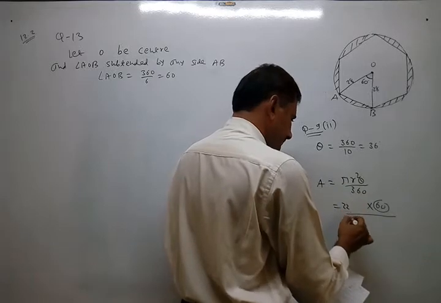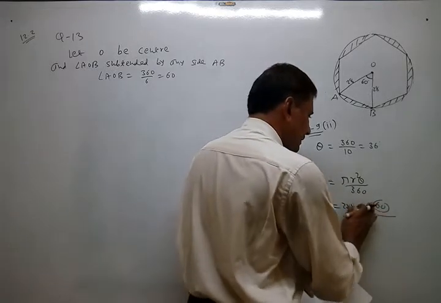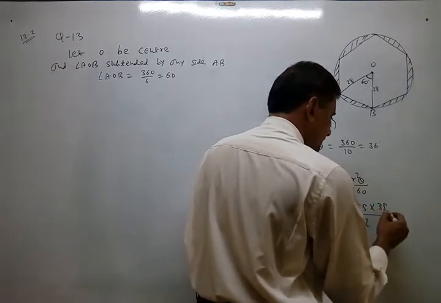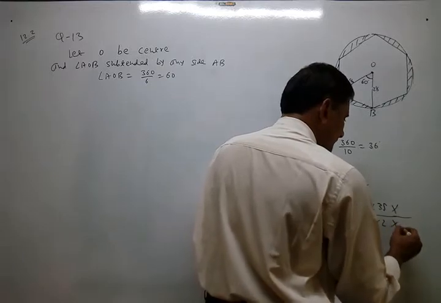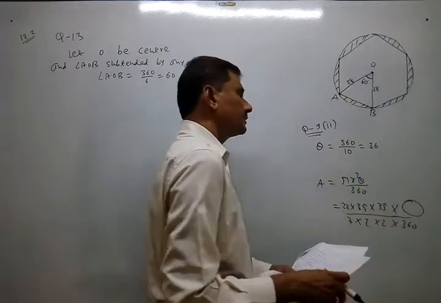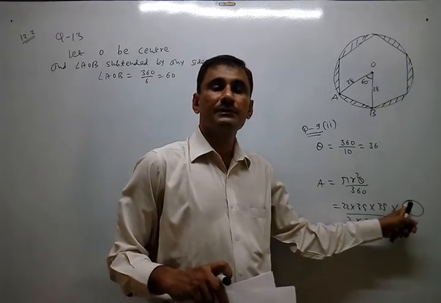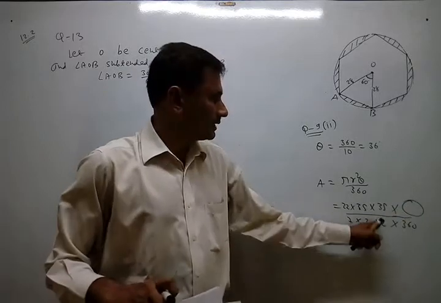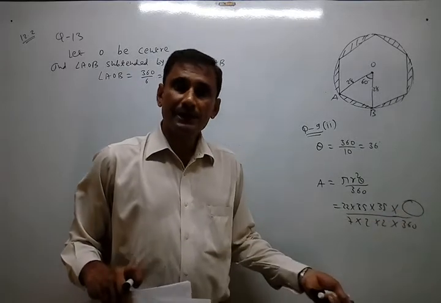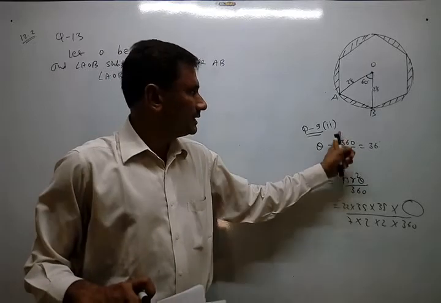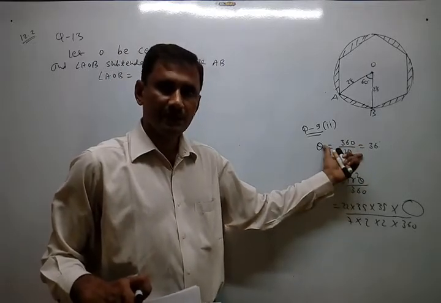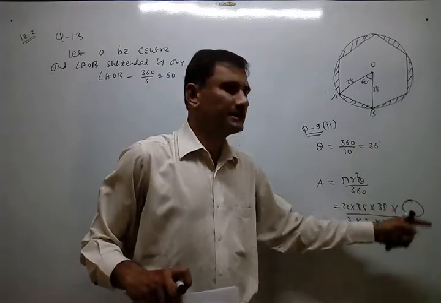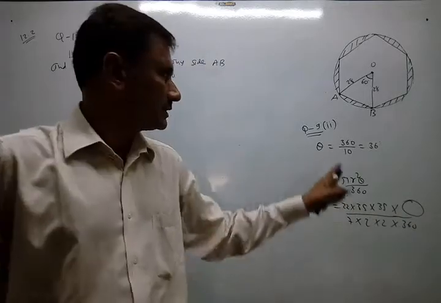22 by 7. Then how much is it? 35 by 2. Square is there, and here 360. But here 36 should be there, but by mistake I have taken 60 degrees. So make the correction there, write down 36, recalculate it and find the right answer. Here the step is right. We already found 36 also, but at last by mistake taken 60. So make the correction there in 9 second.